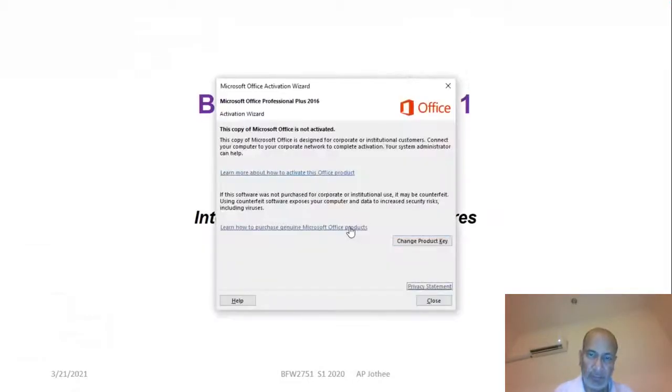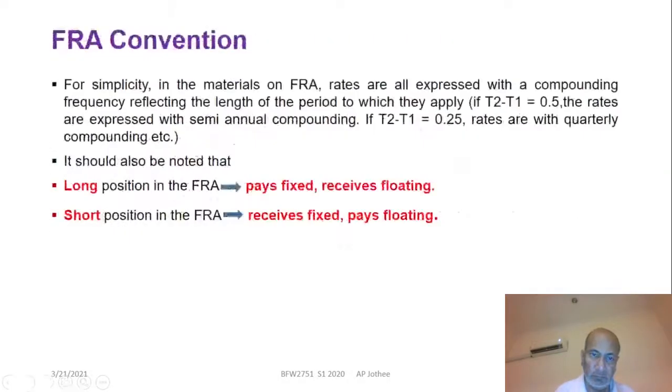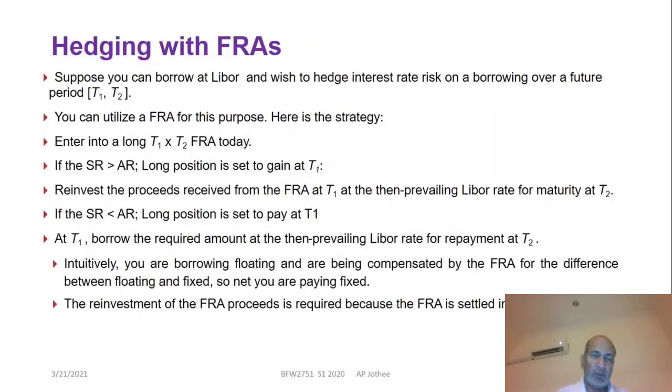Okay, we shall resume again. Okay. Now we move into how to hedge with FRAs. Earlier we saw how to do payoffs with FRAs. Now is the time we are entering into hedging with FRAs. Suppose you can borrow at LIBOR and wish to hedge interest rate risk on a borrowing of a future period of T1 to T2. But the T1 starts from some time from now, that is now is T0. Okay, you can utilize the FRA for this purpose.